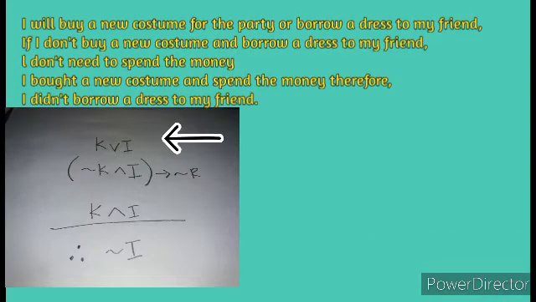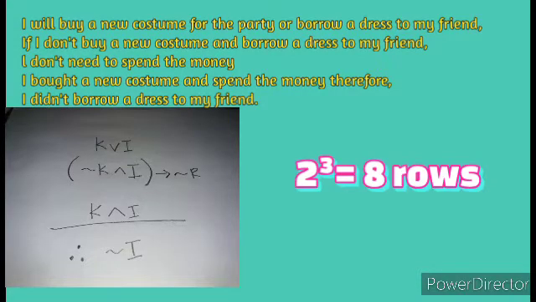So our first premise is K or I. Negation K and I implies negation R is our second premise. K and I is our third premise. Therefore, negation I is our conclusion. So there are 3 statements, so we will be having an 8-row table. Let's proceed to our truth table.